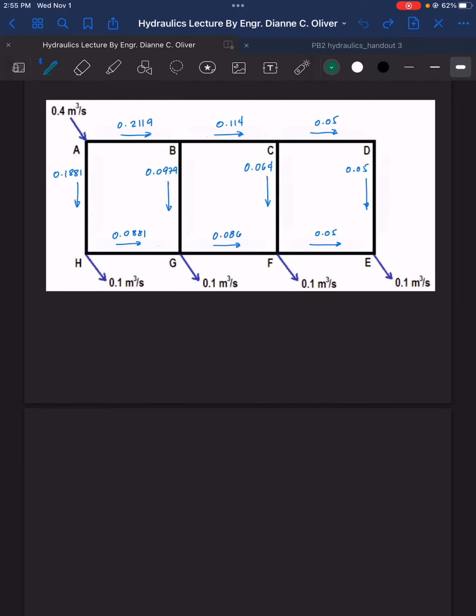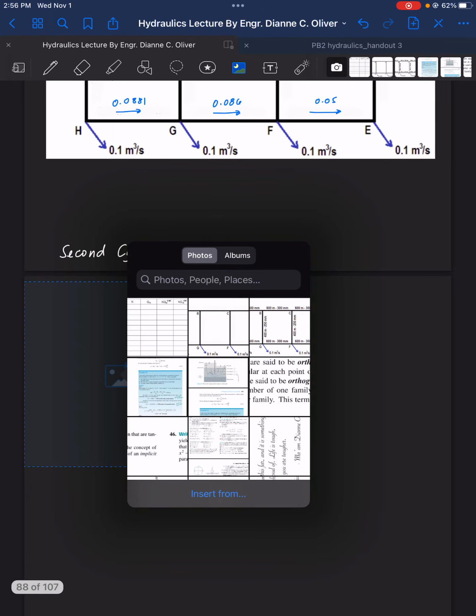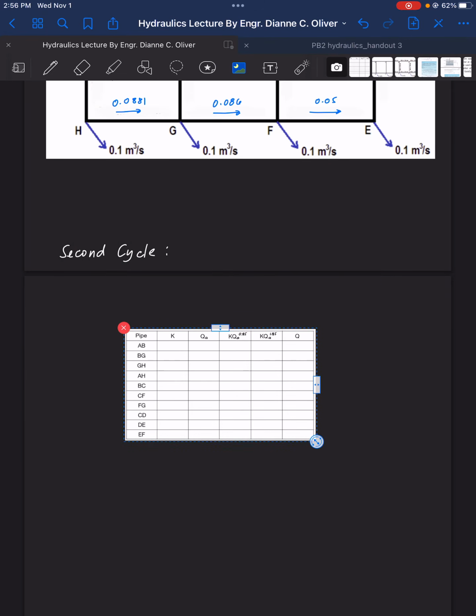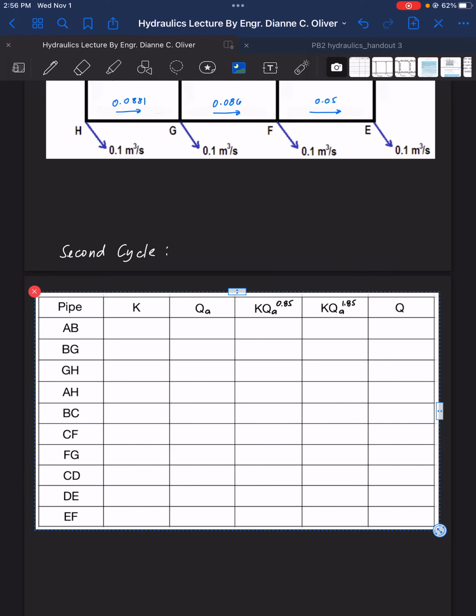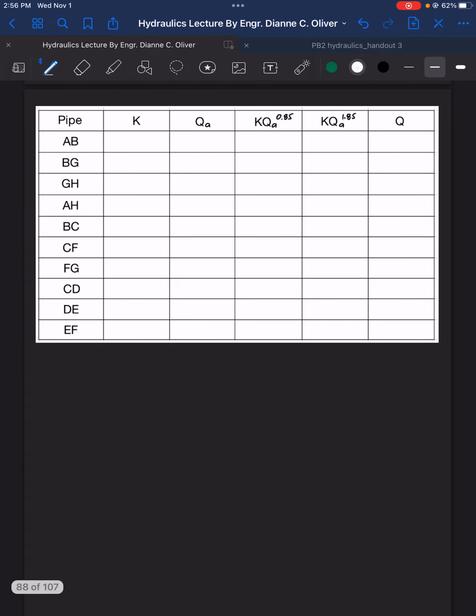So here we have positive clockwise for loop number 1, positive clockwise for loop number 2, positive clockwise for loop number 3. So we can solve them again for what we call the second cycle. So we can have a second cycle. So let's put the table again. And then same solution. See, we're just going to repeat it.